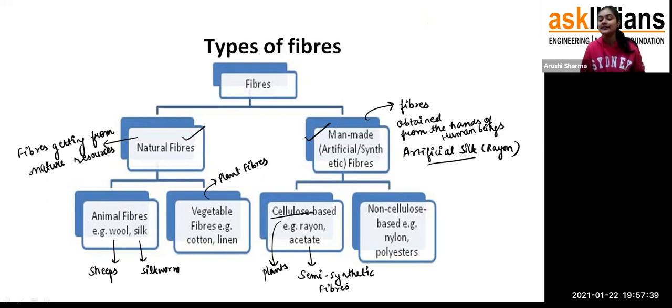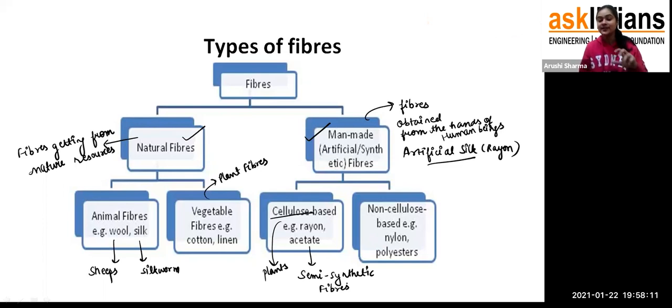So this is the cellulose based and the non-cellulose based, which are completely man-made. Nothing has been used from the natural resources, so we call them completely man-made or synthetic fiber. For example, nylon and polyester. So this is the classification of the types of fiber, students. The fibers are divided into two parts, natural and man-made. In the natural we have two types, animal fibers and plant fibers, and in man-made we have cellulose and non-cellulose. Okay.